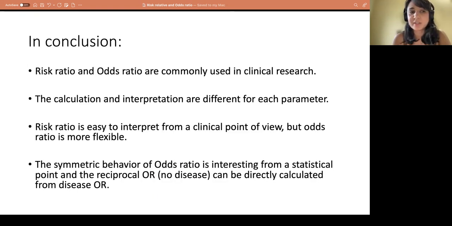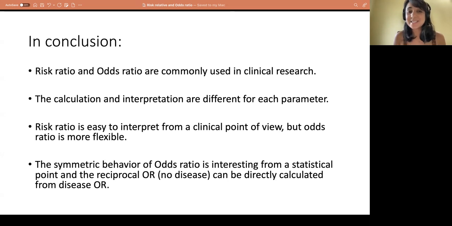So in conclusion, risk ratio and odds ratio are commonly used in clinical research, and we should carefully understand the difference and how we should interpret these. The calculation and interpretation are different for each parameter, but there are some cases, especially in rare disease, where we can interpret them very similarly, but still I believe we should understand that they are not similar. They use different rationale, but the numerical value is similar.